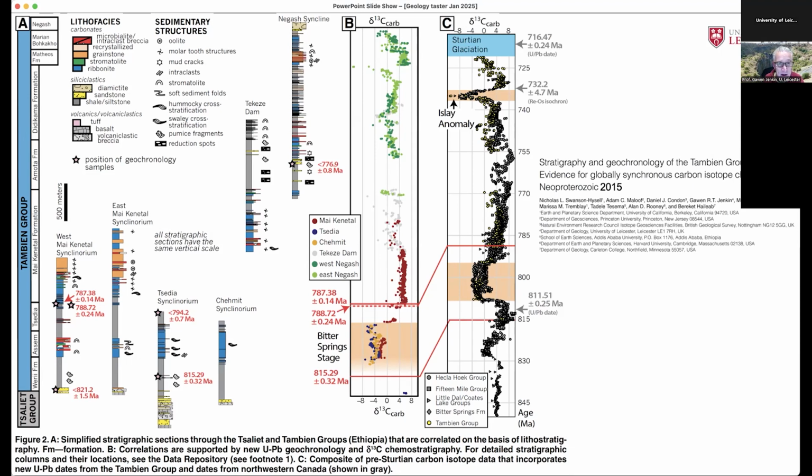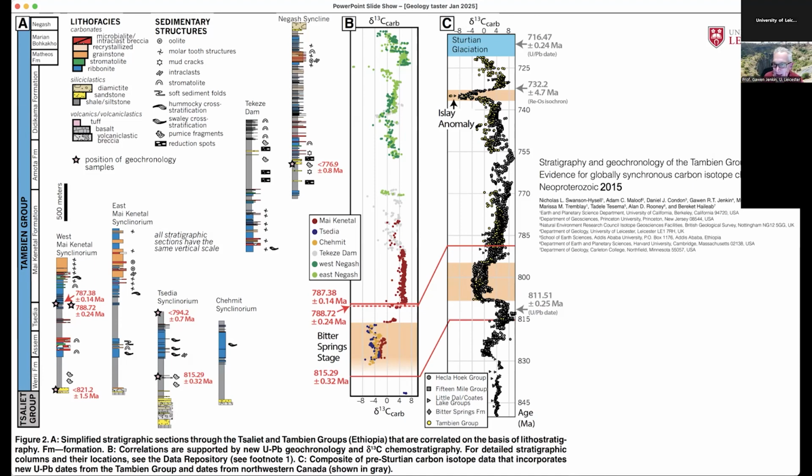Okay, and then we have a carbon isotope sequence. We see it in the middle on B that we've developed, and we've got dates on that, and that ties in with the global signature that we see in panel C here. So the yellow points are from Ethiopia, the rest are from northwest Canada, and you can see that they correlate perfectly and are of the same age. So we've got date points that fit in with the ones from Canada.